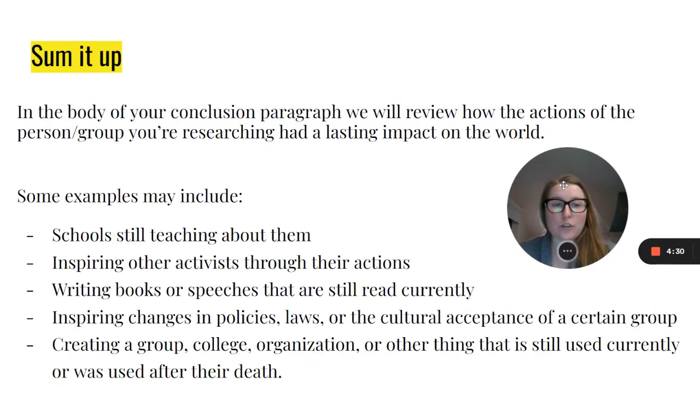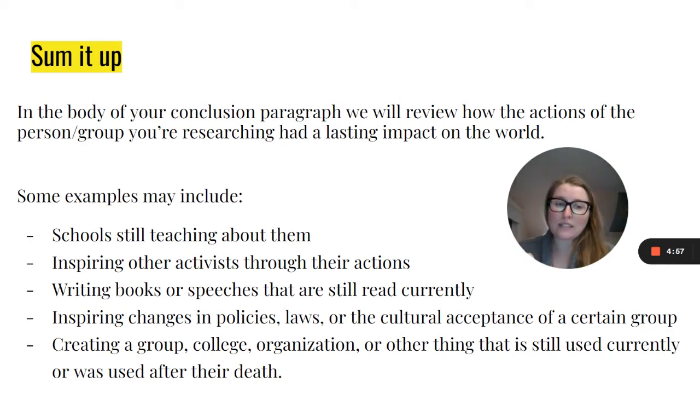Then after you've written your thesis in your conclusion, you want to sum up what you've already written about in the other paragraphs. Again, don't revert back to your middle school writing. Don't just say, first they did this, then they did this, finally they did this. That's juvenile. We're beyond that at this point. So in the body of your conclusion paragraph, we're going to review how the actions of the person or group you're researching had a lasting impact on the world.